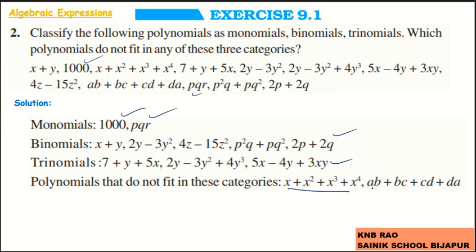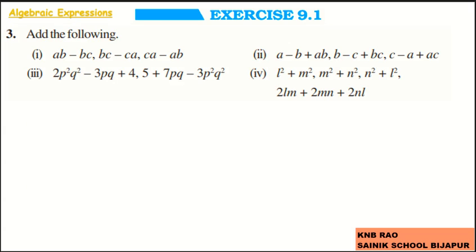So, the ones which do not fit are x plus x square plus x cube plus x to the power 4, the third one, and ab plus bc plus cd plus da, that is the 9th one. They do not fit in. Polynomials that do not fit in these three categories will be these two. Okay. So, coming to question number 3.